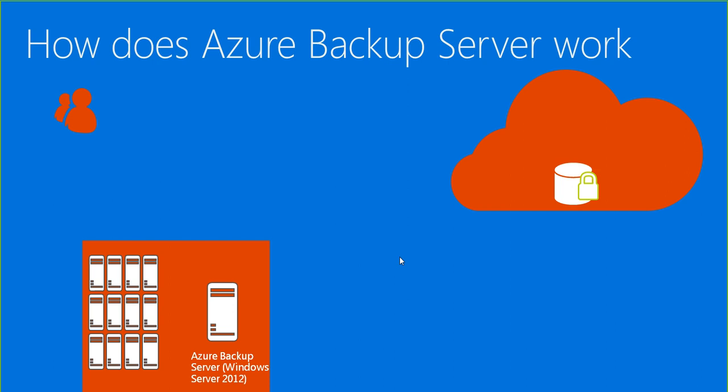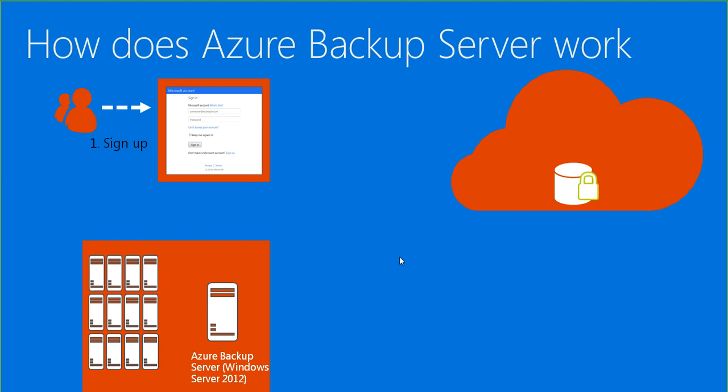Well, let's look at how Azure Backup Server works. The first thing that you have to do is have an active Azure subscription. So you go to the Azure portal and create your subscription. The second step is to create the recovery service vault. And when you create the recovery service vault, you can deploy this Azure Backup Server on a physical machine or a virtual machine. It has to be a 2012 R2 datacenter or standard edition. And this can be used to back up your virtual machine or physical machine, which I mentioned in the previous slide.